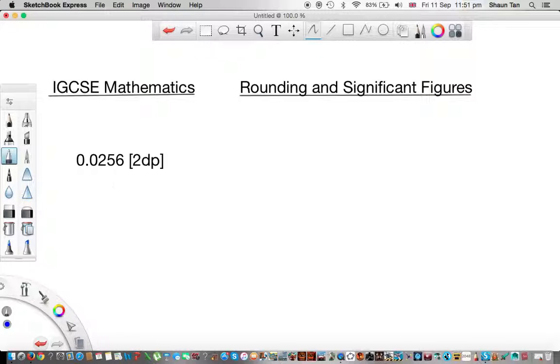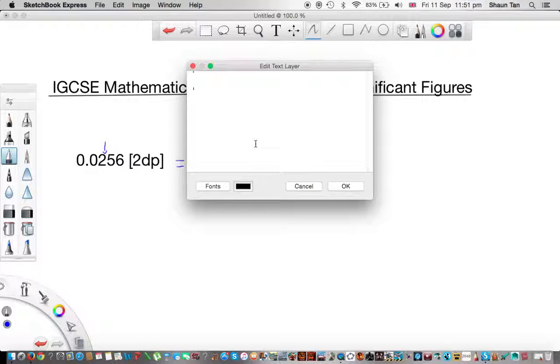0.0256 to 2 decimal places. To do that, you need to look at this dot and move it 1, 2, and draw an arrow on top of the second decimal place, which is the 2 right here, and then look at the next number, which is 5. So this equals 0.03, because if it's 5 or more it adds 1, if it's less than 5 then you don't do anything. So let me give you another example.